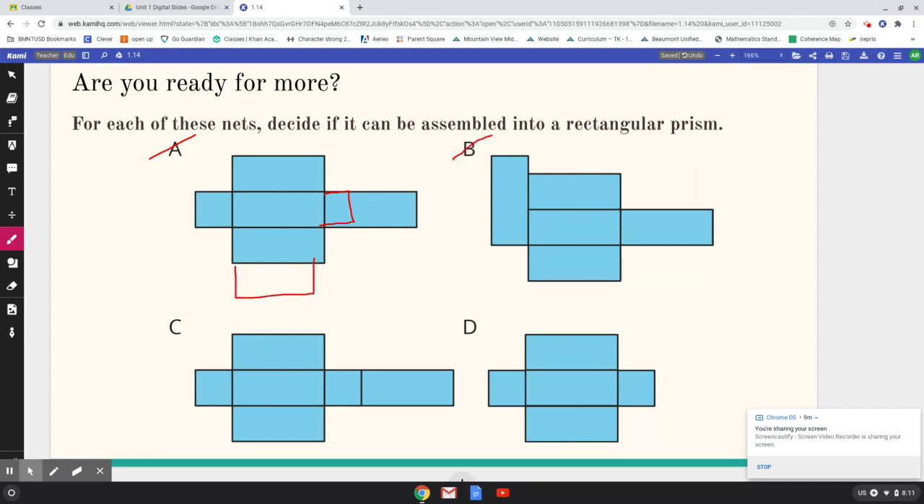B is incorrect because there are no squares, right? Remember a tissue box or the rectangular prism, it has those 2 squares within it. C is correct. It has the 2 squares I need, and it has the 4 rectangles that I need. So that works. And then D is incorrect because it's missing this right here. It doesn't have enough faces. So that's why it's incorrect. So you should be circling letter C.